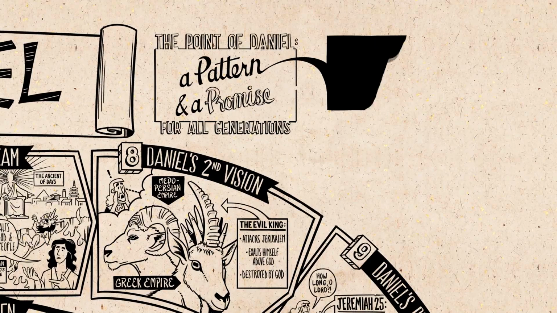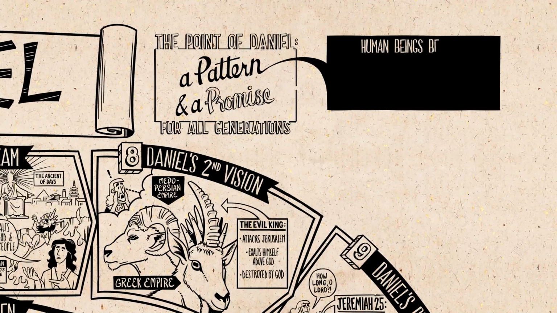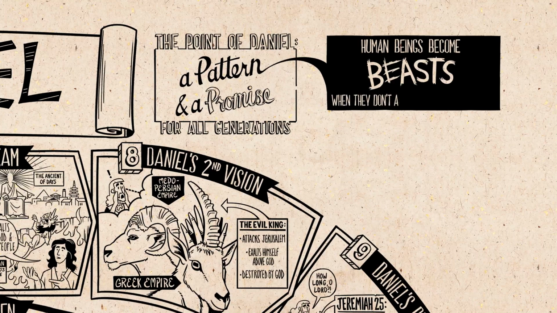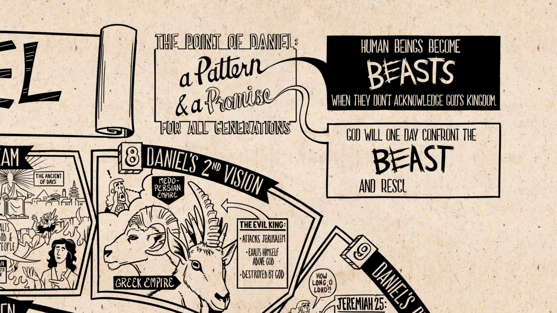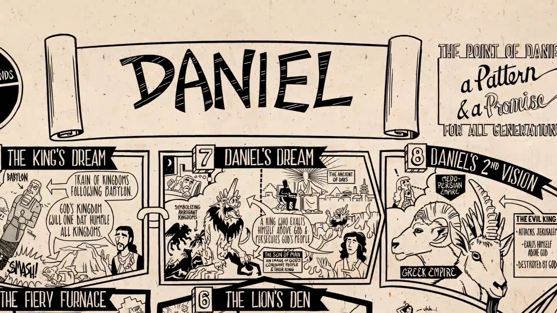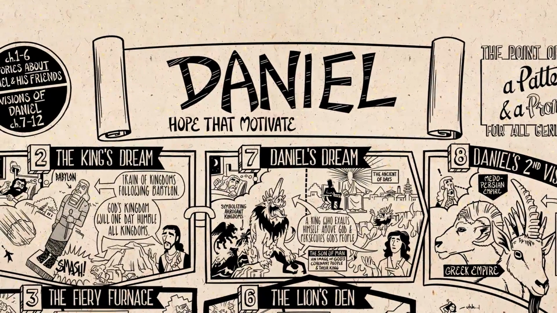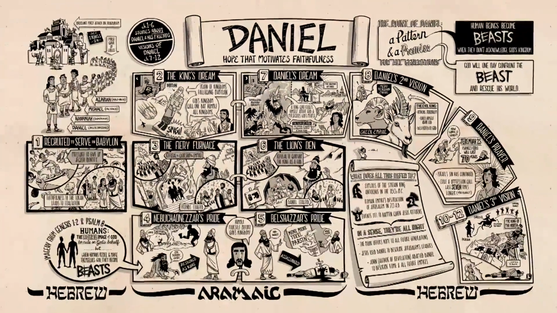It's a pattern that human beings and their kingdoms become violent beasts when they glorify their own power, when they redefine right and wrong and don't acknowledge God as their true king. But Daniel also holds out a promise that one day God will confront the beast. He will rescue his world and his people by bringing his kingdom over all nations. And so for every generation, this book speaks a message of hope that should motivate faithfulness. And that's what the book of Daniel is all about.